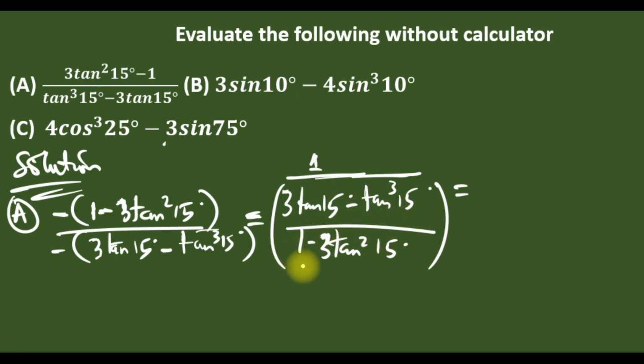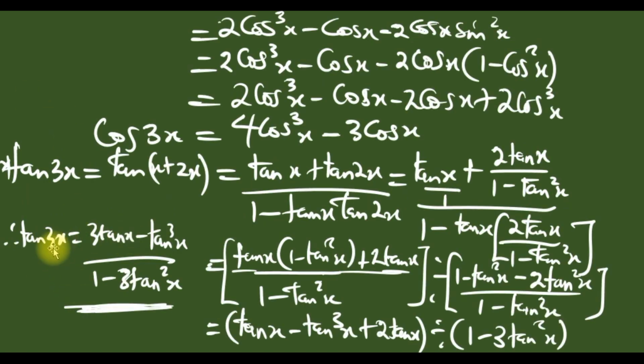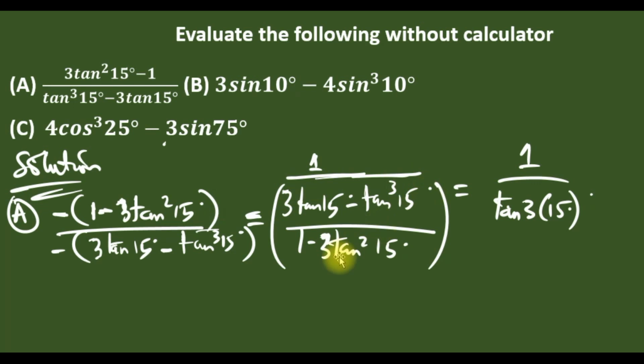And as you can see, look at our identity. You can easily see that this means tan of 3 times 15 degrees. Look at our triple identity: tan 3x is 3 tan x minus tan cube x over 1 minus 3 tan squared x. Compare it with this, they are the same. So our x is 15.